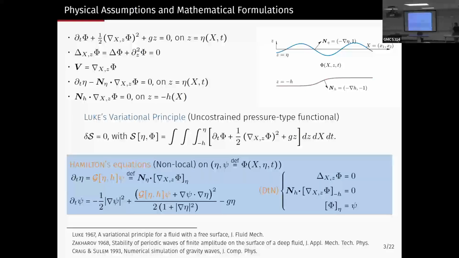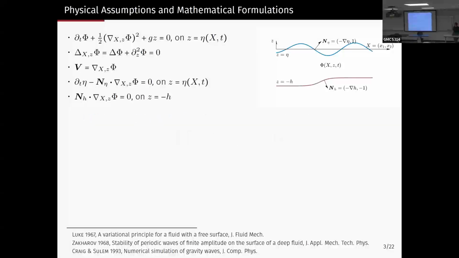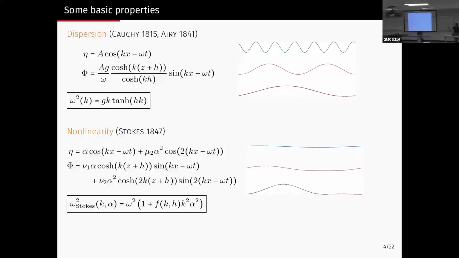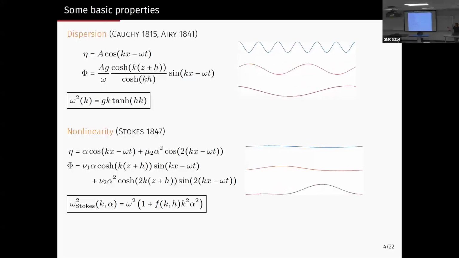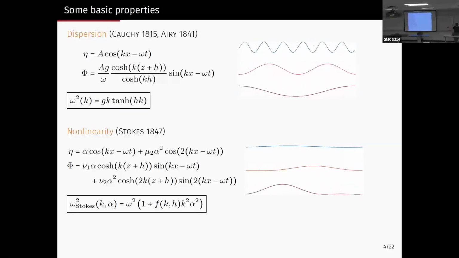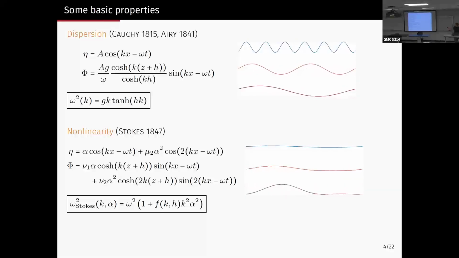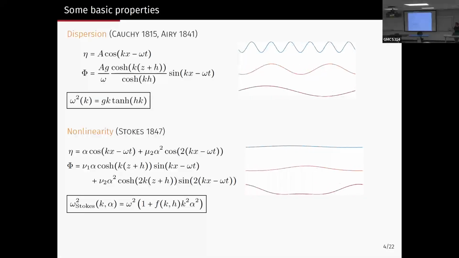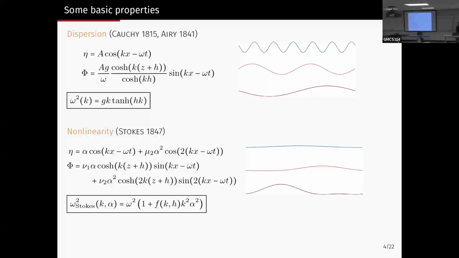dispersion here appears as the property of waves of different wave number traveling at different wave speeds. This is what I tried to show with this. For example, you have a high frequency wave. You have a large wave number. It travels slower than this wave, for example. This is something that Cauchy found out and won a prize as well.